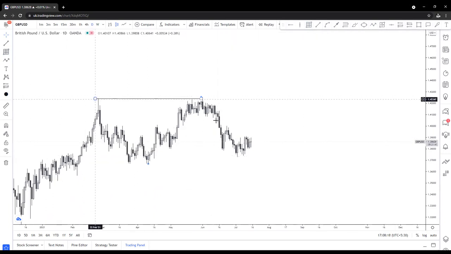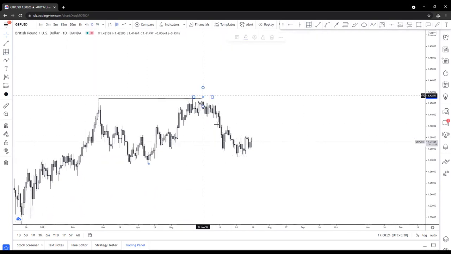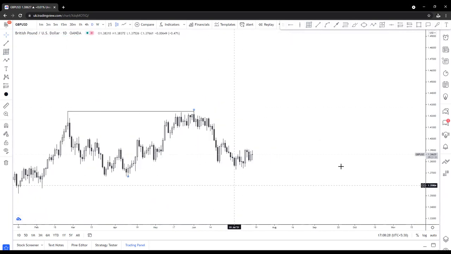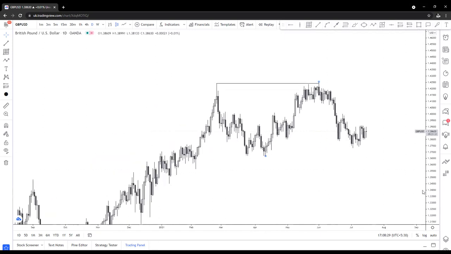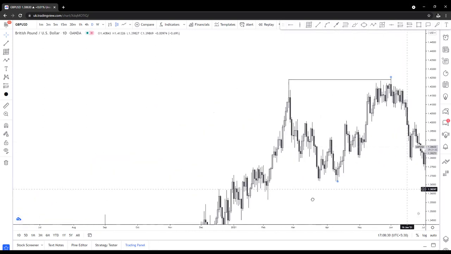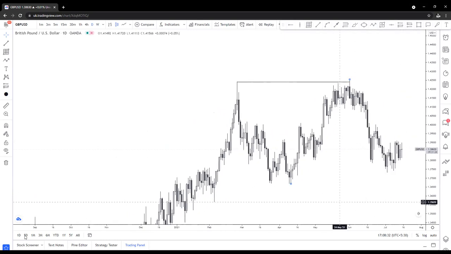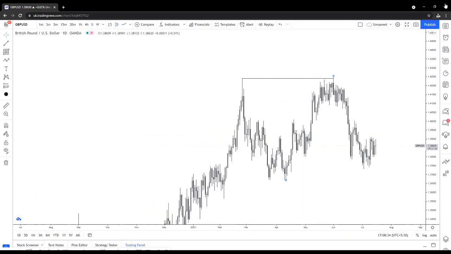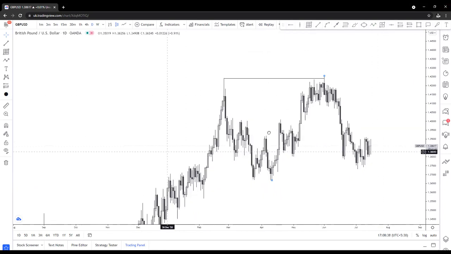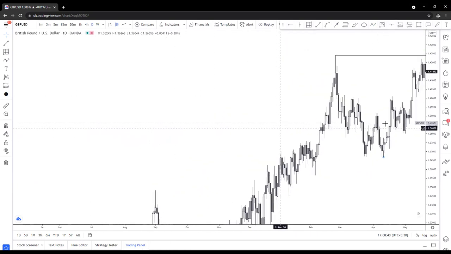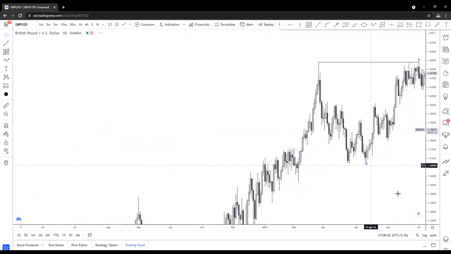We had a break of structure and a new range. Once a new range has been created, now imagine. I can't use the replay tool, sorry, because my TradingView premium expired yesterday. So we have this right here, from this low to this high.